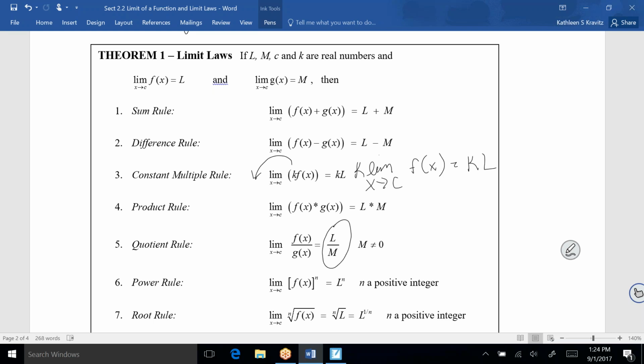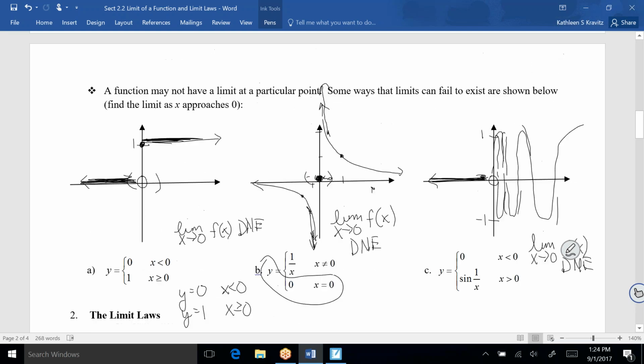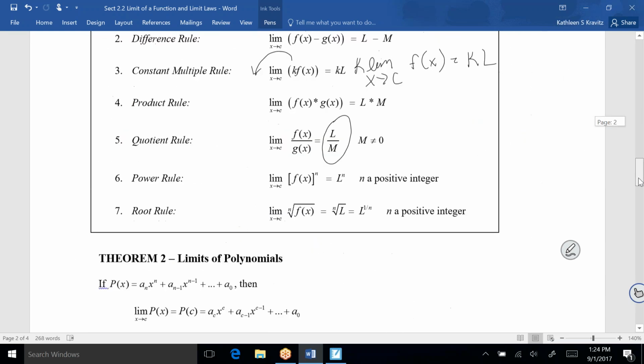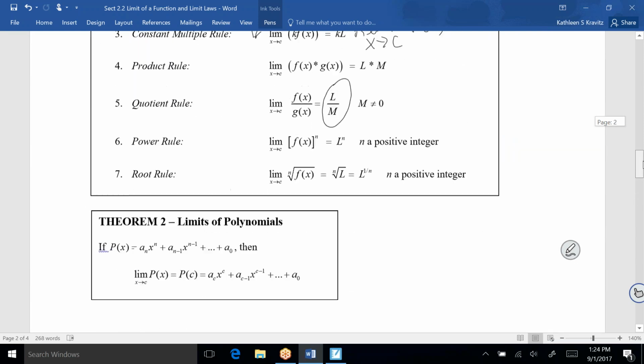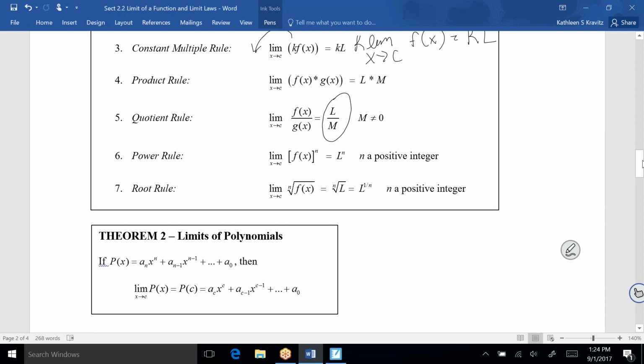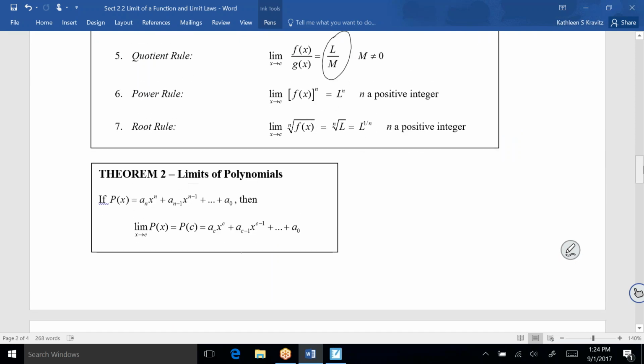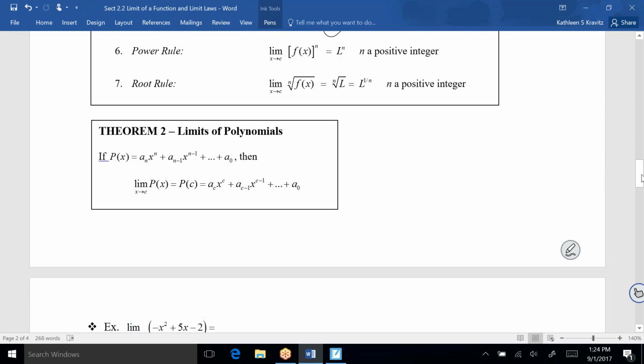And the power rule, if we have the limit of f of x to the nth power, is just that limit L to the nth power, and it works the same way for roots as well. All right, so the limit of the nth root of f of x is the nth root of whatever that limit L is.